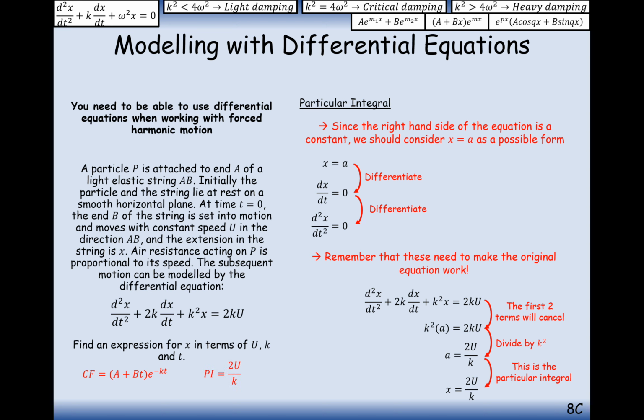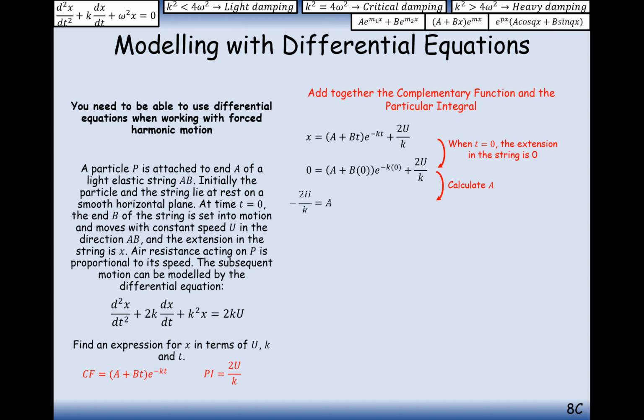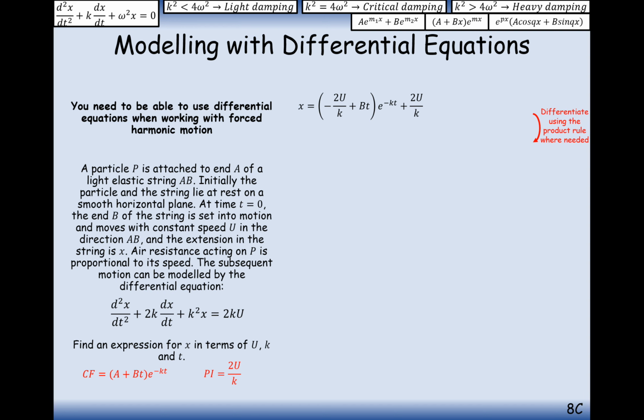So the final expression for x in terms of u, k and t is going to be the complementary function plus the particular integral. So there we are. That's the answer for this question here. We also know that when t equals 0, the extension of the string is 0. So let's put t equals 0 and x equals 0. The distance travelled is 0, it starts from the origin. And we can work out that a is minus 2u over k. We also know that it starts from speed 0 as well. So put a back into the relationship and we can now differentiate it.